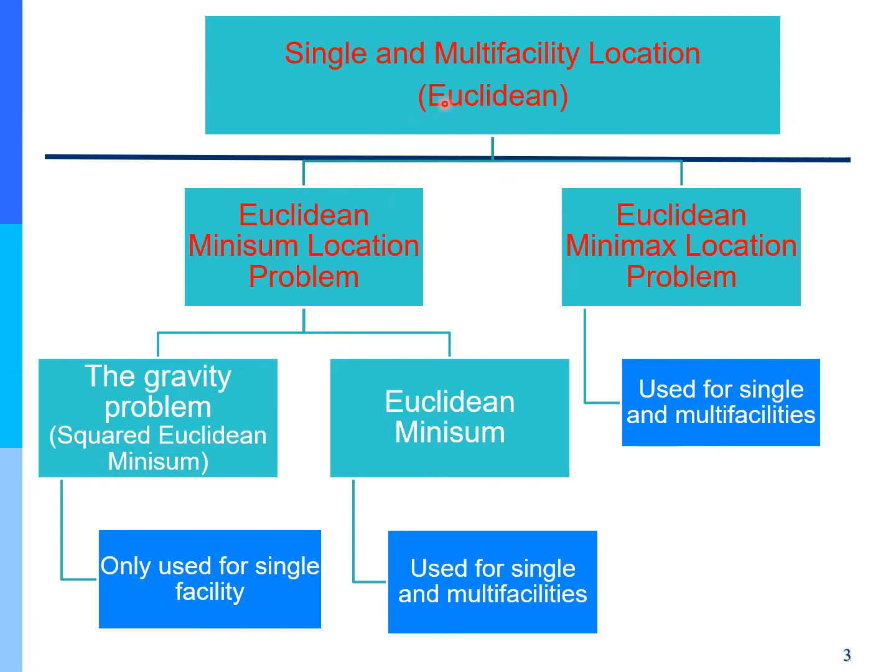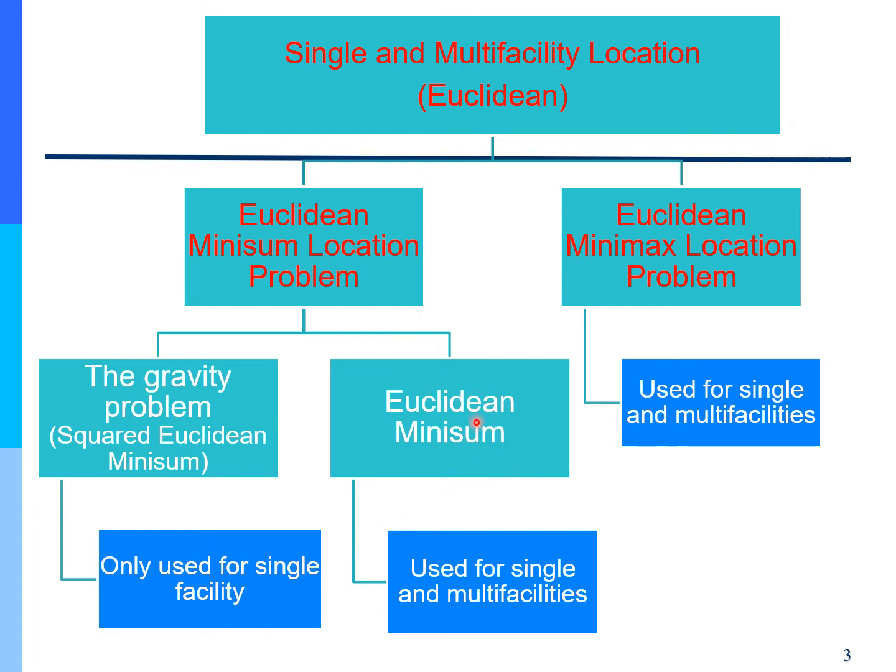The problem with the Euclidean distances can be single or multi-facility location problems. It can be a minisum problem or a minimax problem with Euclidean. When the strength of the signal is related to the square of the Euclidean distance, and we want to minimize the sum of these squared Euclidean distances, this problem is called the gravity problem. We have a solution procedure which is easy, and we can implement it only for the single facility problem. If it is a multi-facility problem, this solution procedure that we will be learning is not valid, and you need to develop or use another method.